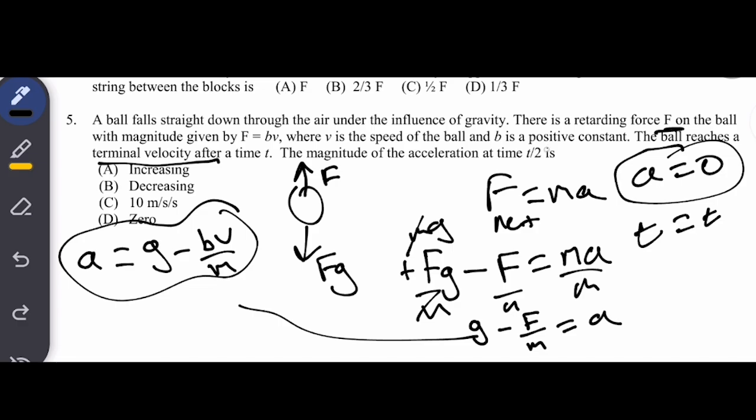And if it's asking us about time t over 2, so half of that time, we know automatically that at half of that time it's not going to be d, because d says it's going to be 0.